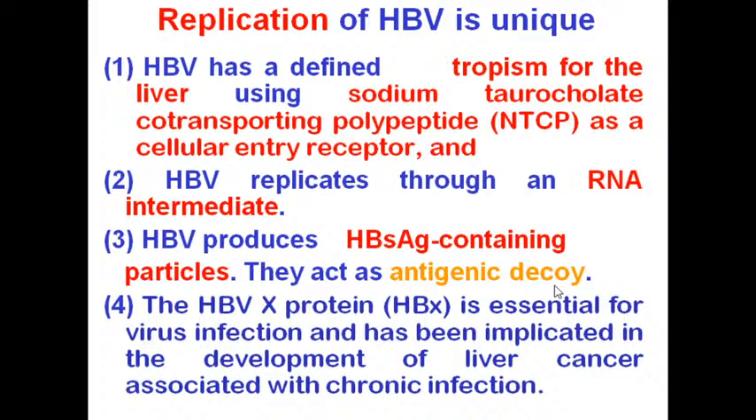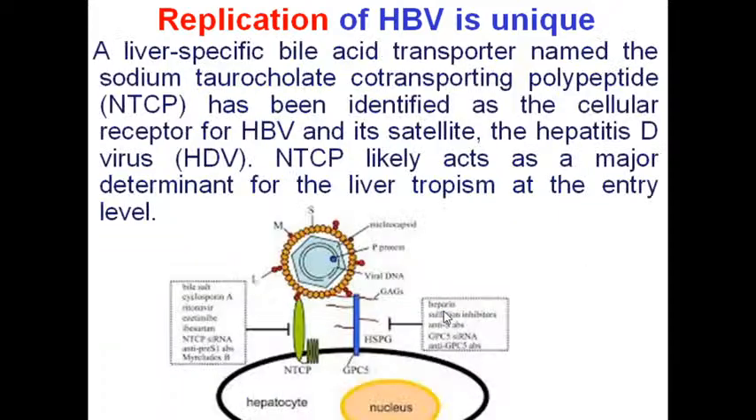So we missed one more protein of hepatitis B that is called HBVX protein, HBX antigen. It is believed that this protein is essential for virus infection and has been implicated in the development of liver cancer associated with chronic disease. So that's why the finding of HBX antigen in the blood serum is a very poor prognostic sign. It means that most probably we will have the oncogenic transformation of liver cells.